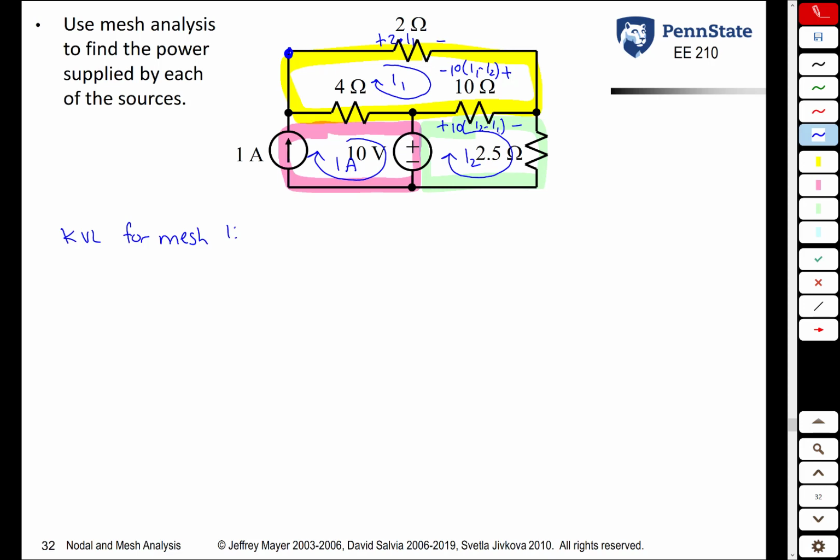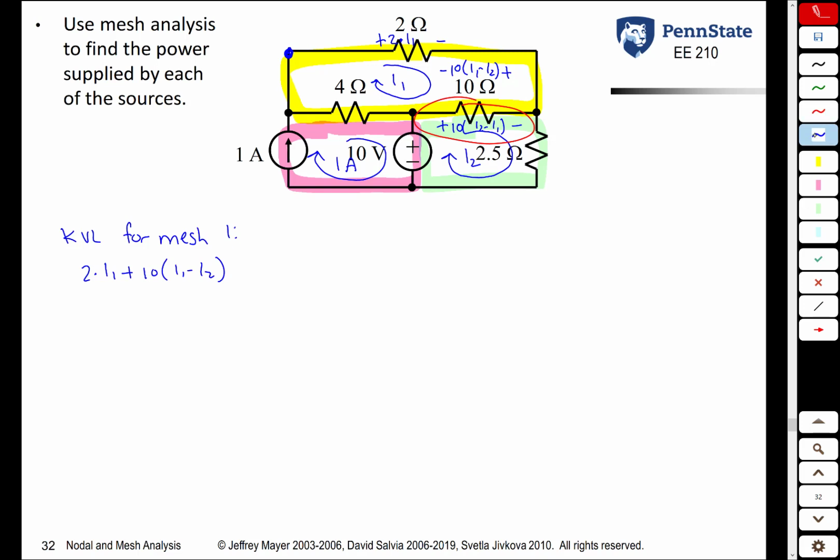All right, so now we're ready to do our KVL equation. So the voltage drop across the 2 ohm resistor is 2 times I1, plus the voltage drop across the 10 ohm resistor is going to be plus 10 times I1 minus I2. Notice if we use this instead, it would be minus 10 times I2 minus I1. It's the same term either way. So as long as you're consistent, that's fine.